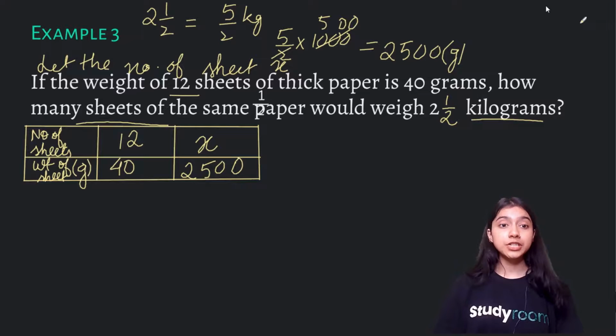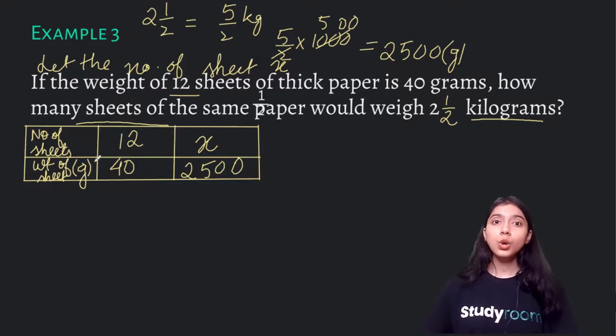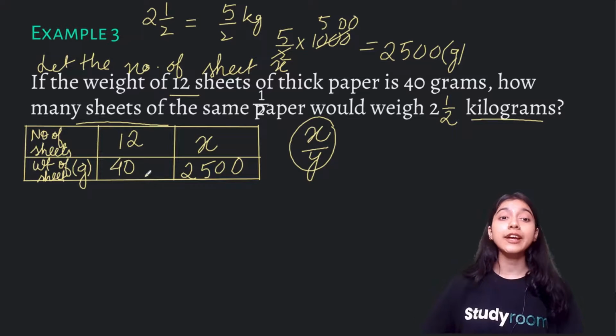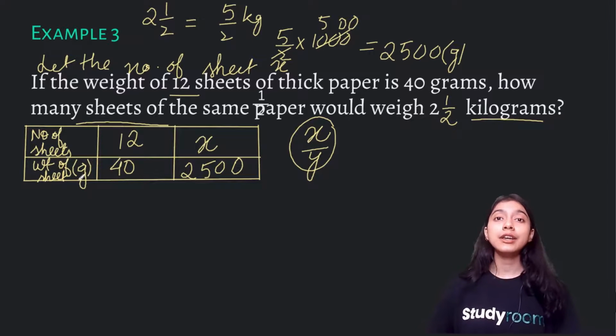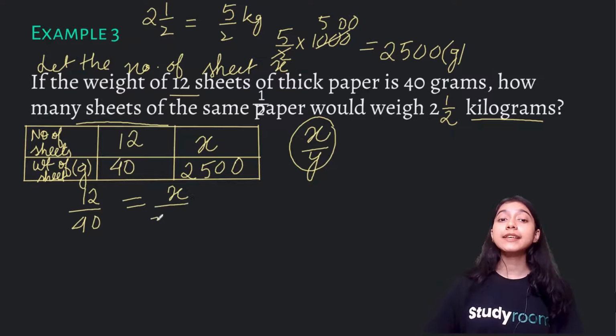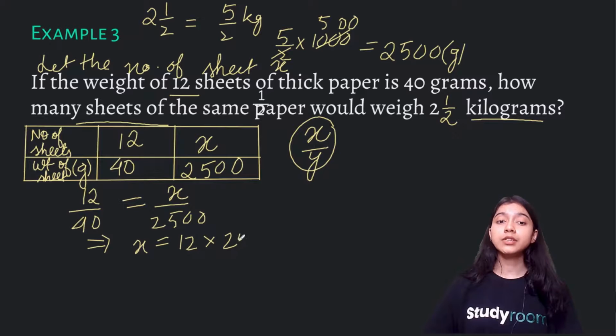Now just because the number of sheets of paper and the weight of the sheets, both of them are in direct proportion, we know that in this case we have a constant ratio. That means x by y is a constant. So in this case also we will write x1 by y1 will be equal to x2 by y2. Why? Because these two quantities are in direct proportion. So we will have 12 by 40, which is the ratio of the first information, will be equal to x by 2500. So from here we can calculate the value of x as 12 multiplied with 2500 divided by 40.